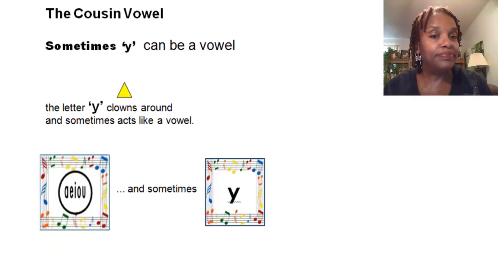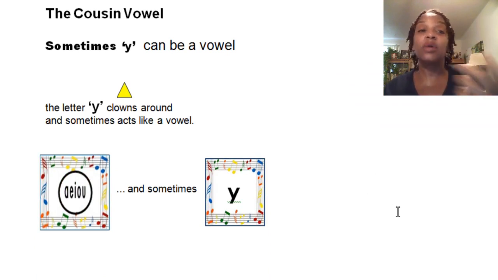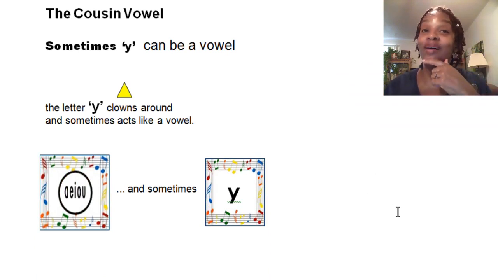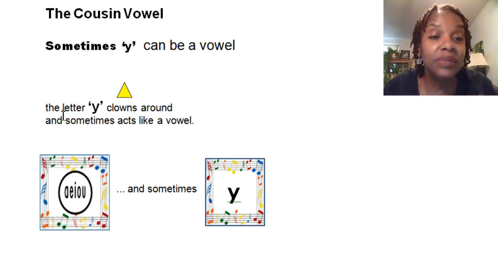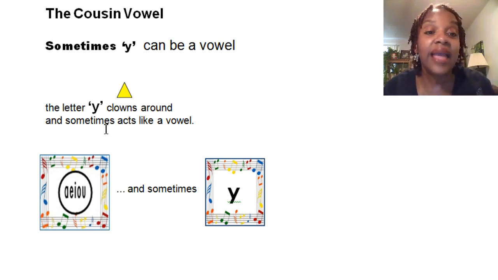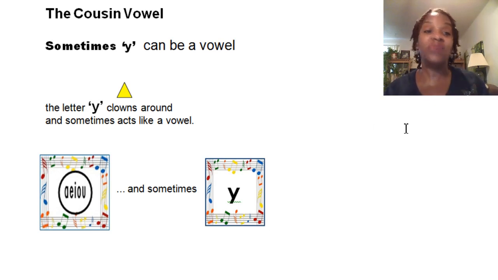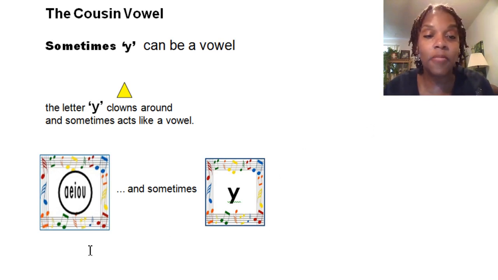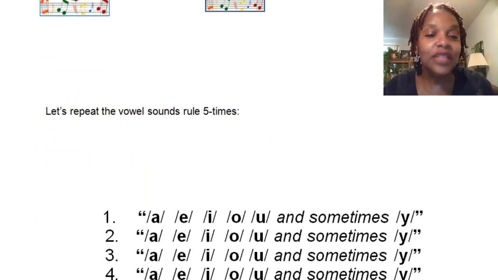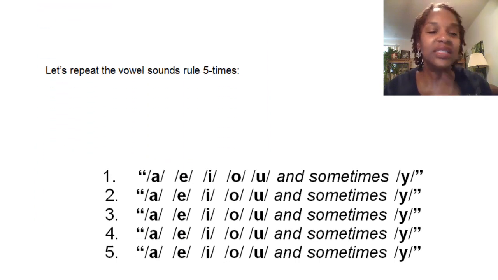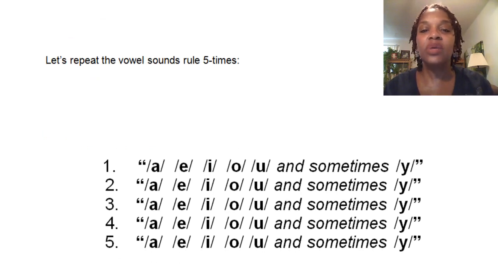But then there's that cousin vowel, right? Remember the 5 vowels again are A, E, I, O, U, and sometimes Y. All right, so sometimes the letter Y clowns around and it acts like a vowel, but remember we call it its cousin vowel. Who remembers the sometimes Y chant? It goes like this. A, E, I, O, U, and sometimes Y. Remember that? Good job. All right. So let's say this chant, just for kicks and giggles, let's say it 5 times. All right. So we're going to say it together.